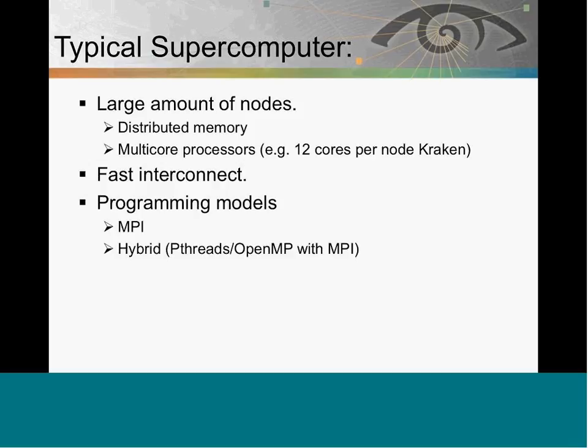So let's talk about GPUs in terms of supercomputers, and what people are using in supercomputers. A typical supercomputer has a large number of nodes, say 20,000 nodes, and each node has 12 cores and 16 gigabytes of memory. It has a network, so nodes can transfer data fast. The programming model for this type of supercomputer is MPI or maybe hybrid, which combines MPI and OpenMP.